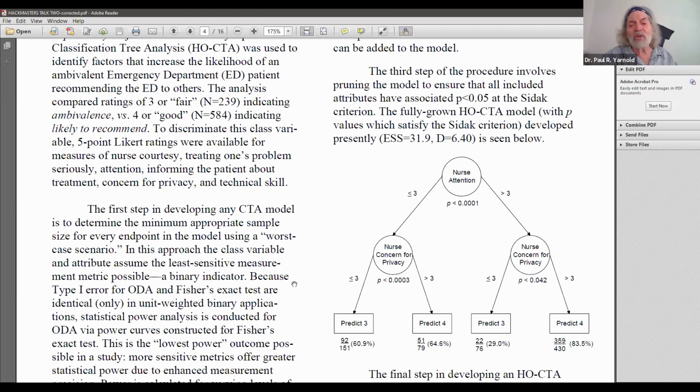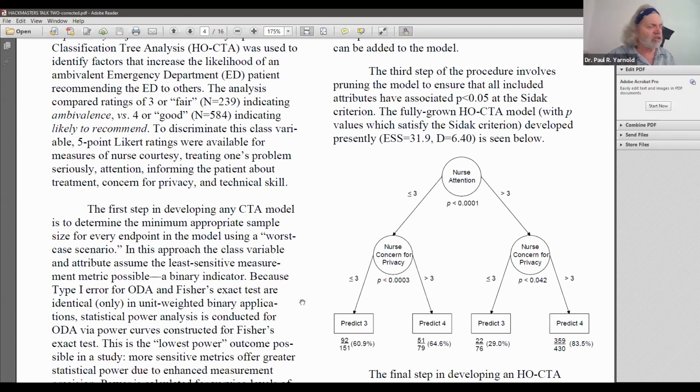So what we're going to try and discriminate in this example is people who are ambivalent, a 3, and we're going to figure out how to make them a 4, because that's the easiest change. It's hard to take a 1 or a 2 and make them into a 4, but a 3 isn't so hard. So the first step in developing any CTA model is to determine the minimum appropriate sample size.